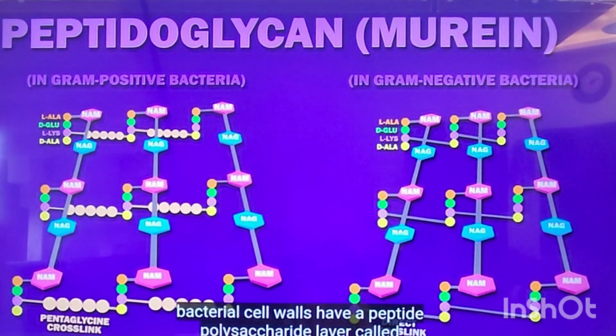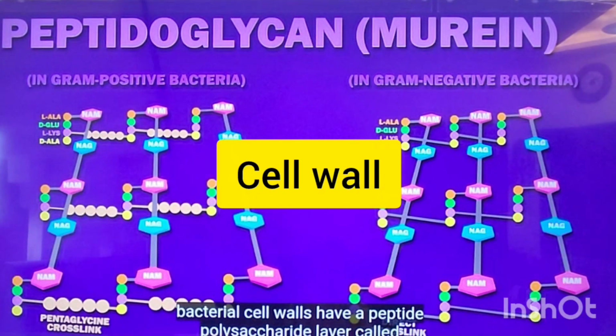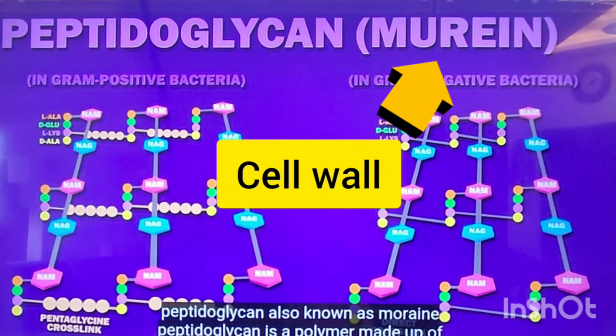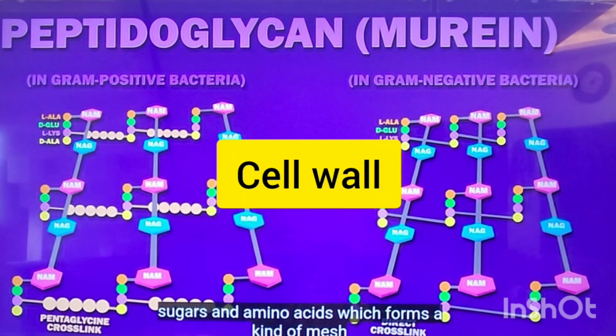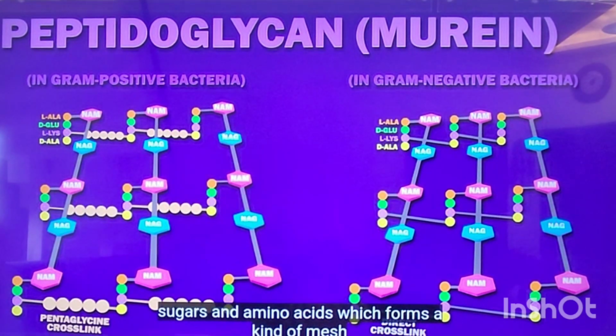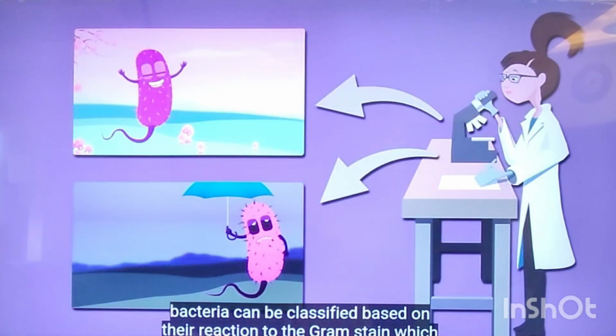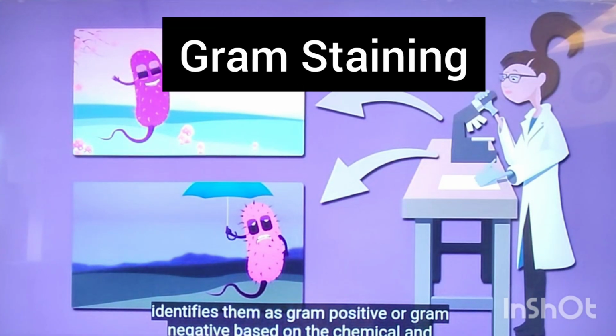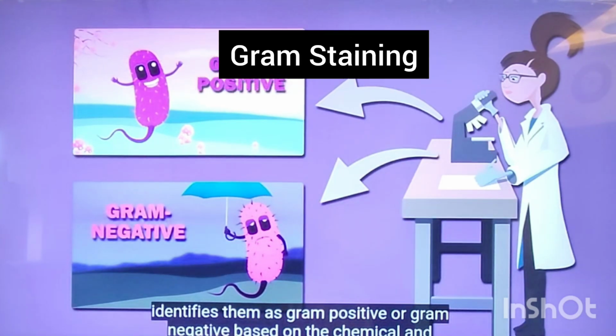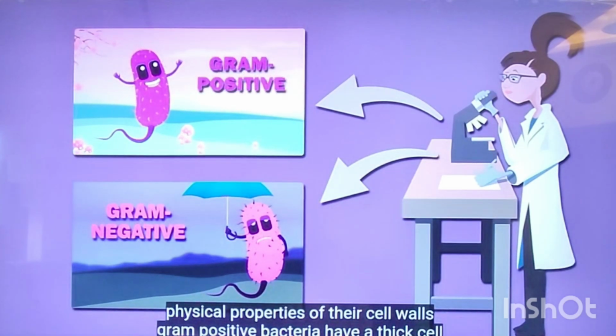Nearly all bacterial cell walls have a peptide polysaccharide layer called peptidoglycan, also known as murein. Peptidoglycan is a polymer made up of sugars and amino acids which forms a kind of mesh. Bacteria can be classified based on their reaction to the gram stain, which identifies them as gram positive or gram negative based on the chemical or physical properties of their cell wall.